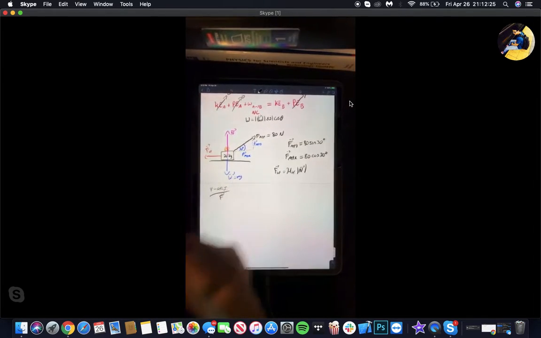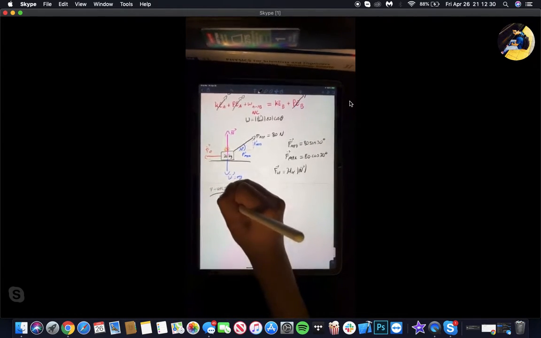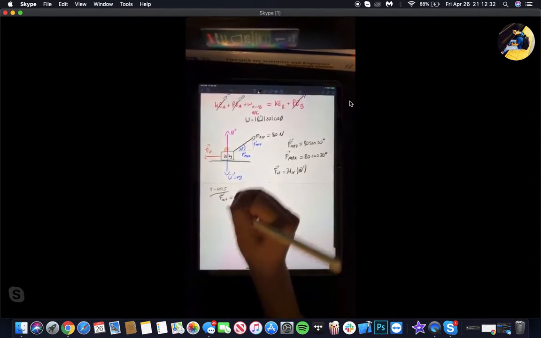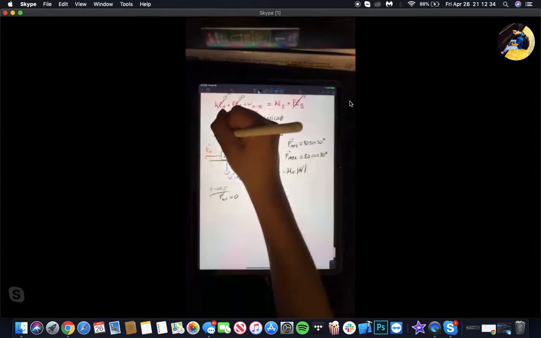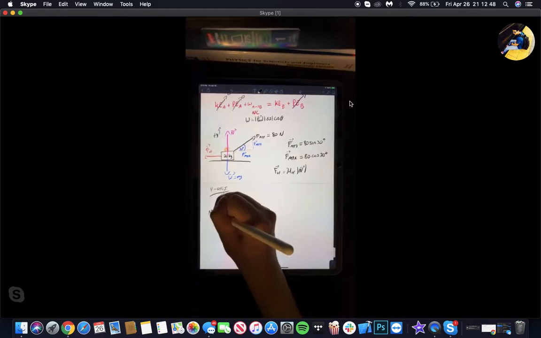And what does the first law say? F net equals 0. Positive up is y, right? So how do we write that? We could write normal force minus mg.